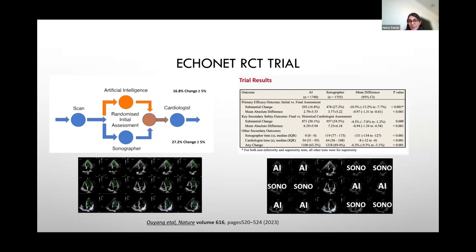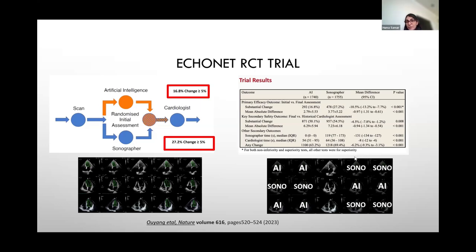And what they found is that the cardiologists made important changes in the LVEF more frequently when they were presented with the echocardiograms that were manually measured by the sonographers than the ones that were done by the AI.